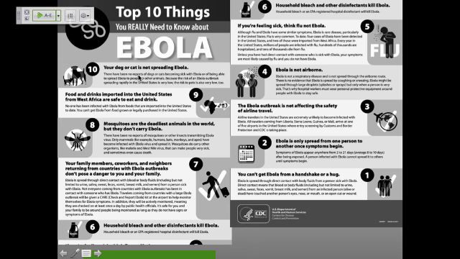Your dog or cat is not spreading Ebola. People got that idea. Food and drinks from West Africa are safe to eat and drink. Mosquitoes are the deadliest animals in the world. Yes.